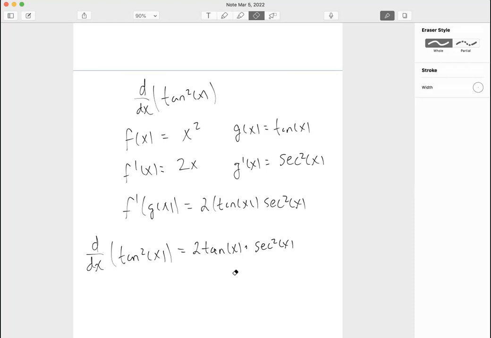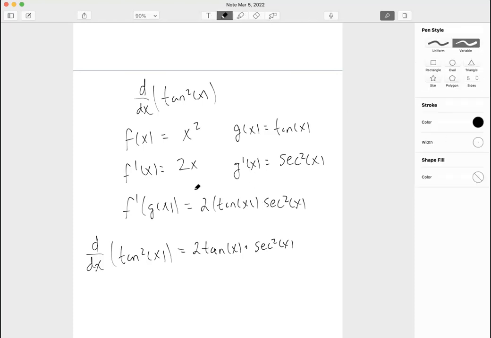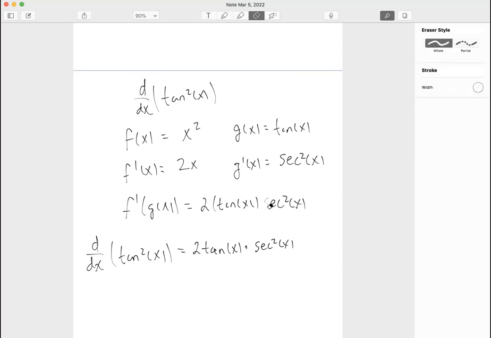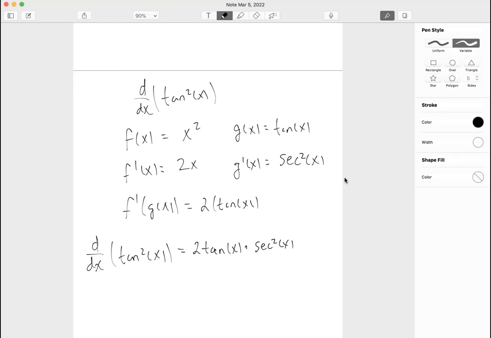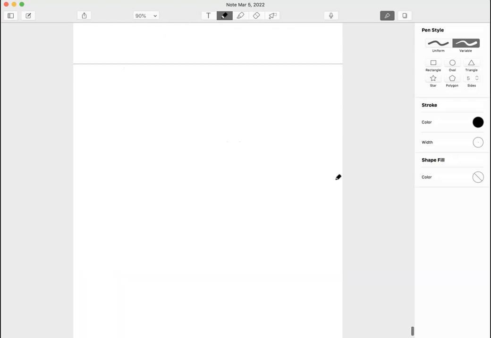Does that example make sense? A little bit. So again, it's using this formula. Oh, I'm sorry, 2 tangent is f prime of g. Let's see, what's another good one? That's just something a little easier.